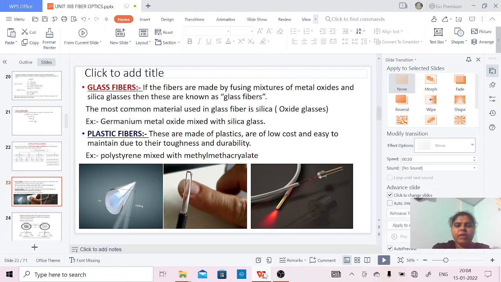And plastic fibers, these are made up of plastics and are of low cost and easy to maintain due to their toughness and durability. We already discussed strength, toughness, that is tensile strength, like that. An example for plastic fibers is polystyrene mixed with methyl methacrylate. Okay, polystyrene, these are the examples for plastic fibers.